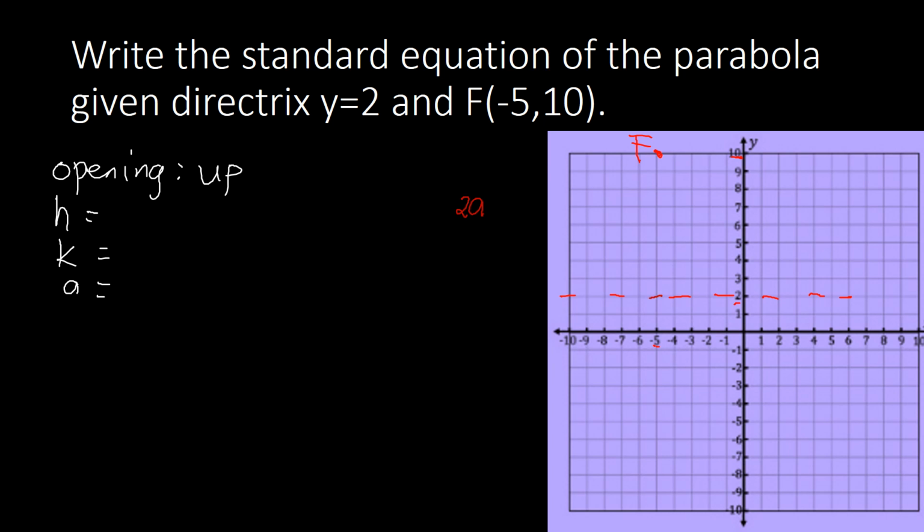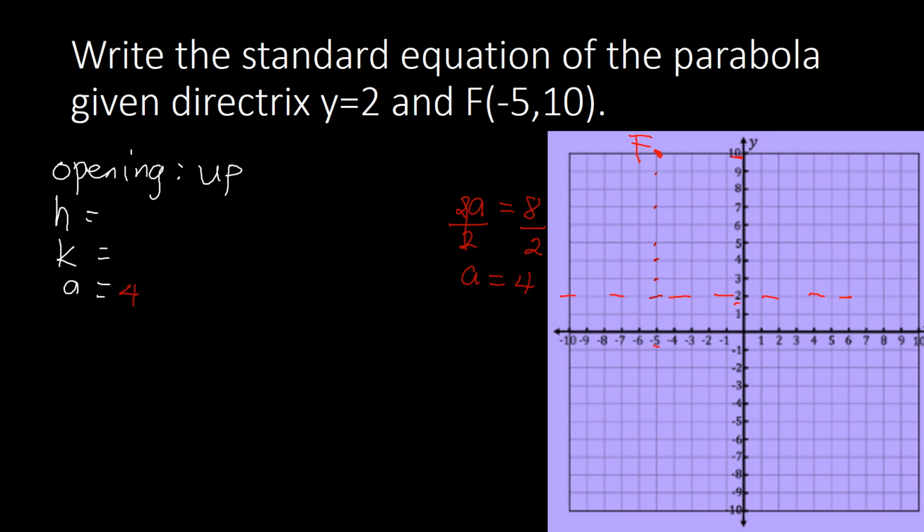From here, we are going to count how many units they are from each other. From the directrix here, we count until we get to the focus: 1, 2, 3, 4, 5, 6, 7, and then 8. So our 2a there is equal to 8. Then we are going to look for a. We divide that by 2, and so our a is equal to 4. So we've got now our a, which is 4, and then we have to find our vertex so that we can have our h and k.